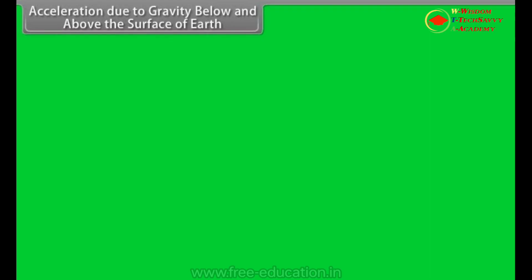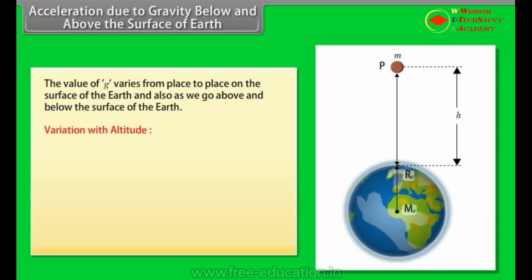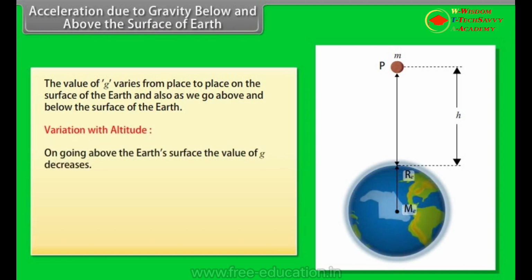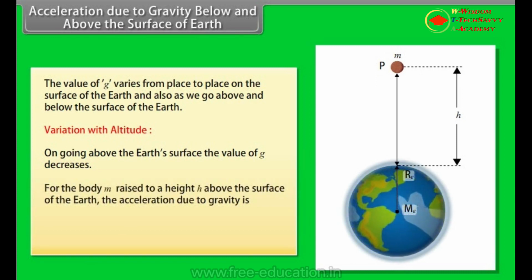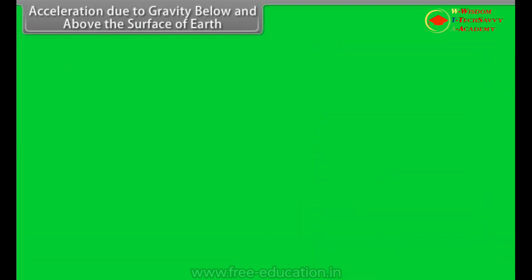Acceleration due to gravity below and above the surface of Earth. The value of g varies from place to place on the surface of the Earth and also as we go above and below the surface of the Earth. Variation with altitude. On going above the Earth's surface, the value of g decreases. For the body m raised to a height h above the surface of the Earth, the acceleration due to gravity is g dash is equal to g multiplied by 1 minus 2h upon R.